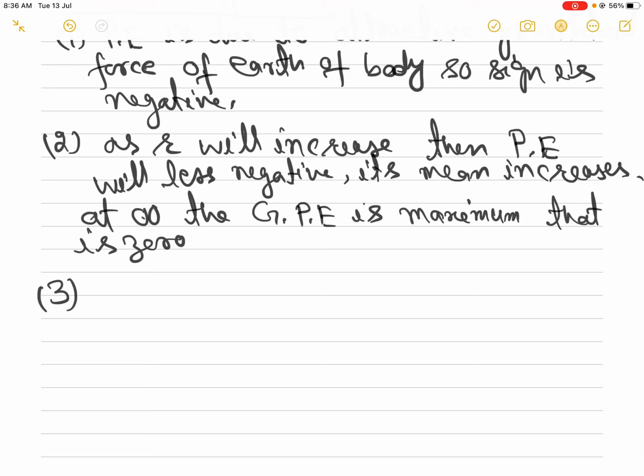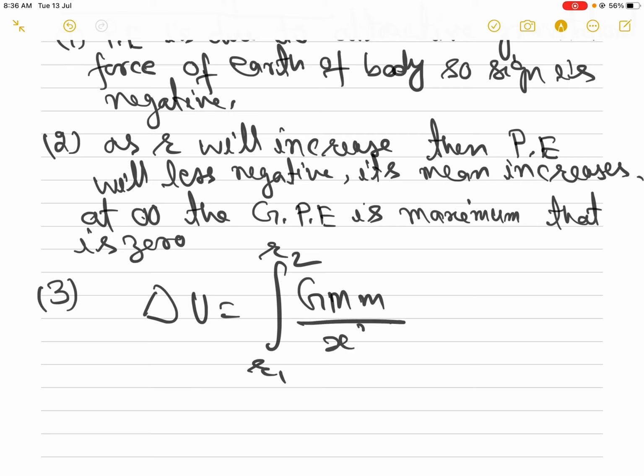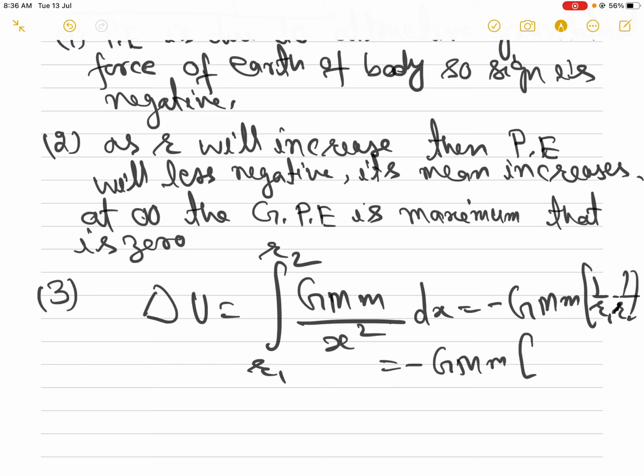Third point, if body of mass m is moved from a point at a distance r1 to a point at a distance r2, then change in potential energy of the body is given by delta U is equal to integral from r1 to r2 of G M m by x square dx, and we will get minus G M m into minus 1 upon r2, means minus G M m into 1 upon r1 minus 1 upon r2.